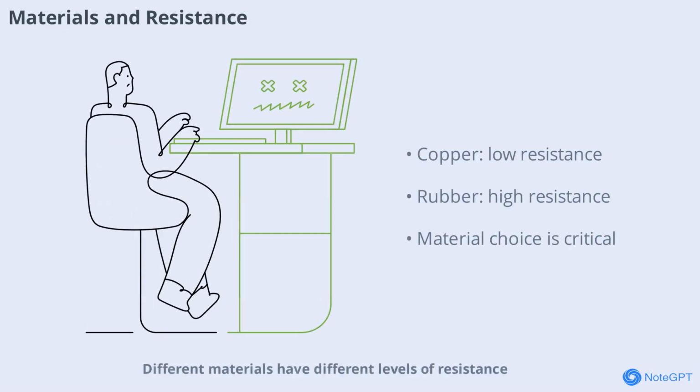Different materials have different levels of resistance. Metals like copper and silver have low resistance, making them ideal for wires and conductors. Materials like rubber or plastic have high resistance and are used as insulators to protect us from electric shock. Understanding which materials to use is crucial in designing safe and effective electrical systems. This knowledge is applied in everything from household wiring to advanced electronics.